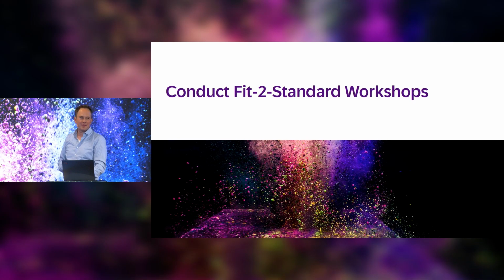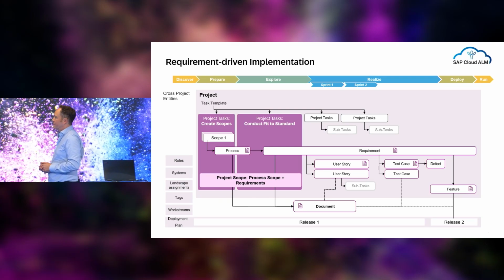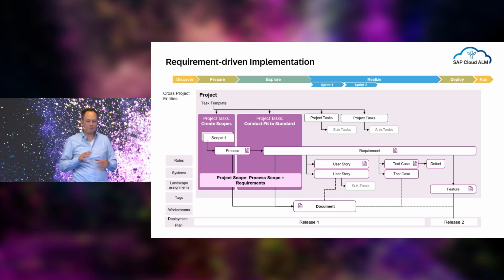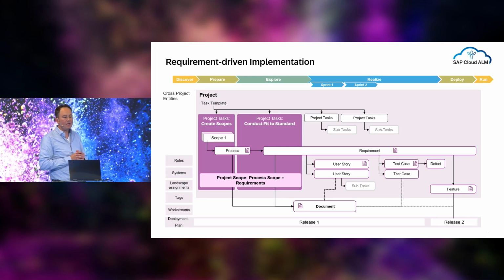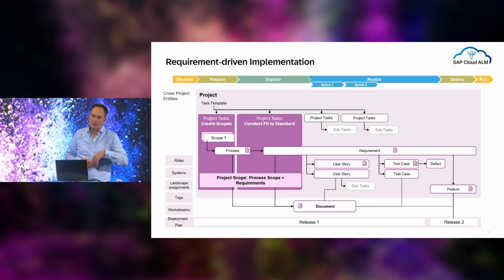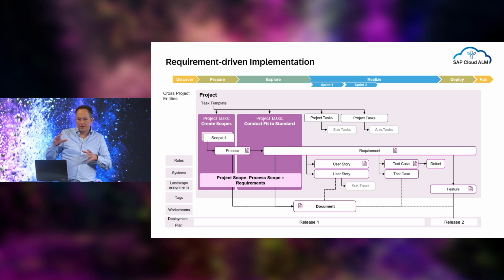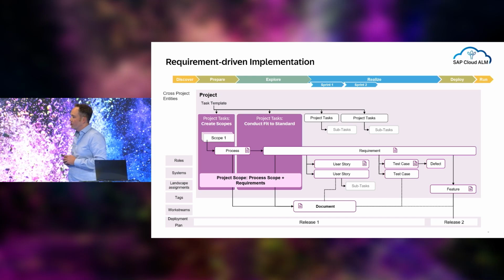Now, let's go a little bit into more detail. Fit to standard workshops in Cloud ALM. I think a lot of you might be familiar with the SAP Activate methodology, consisting of the 6 phases of discover, prepare, explore phase, realize, deploy, which is a cutover phase, and then the run phase. With the fit to standard workshops, you are typically in the first 2 phases of an implementation project.